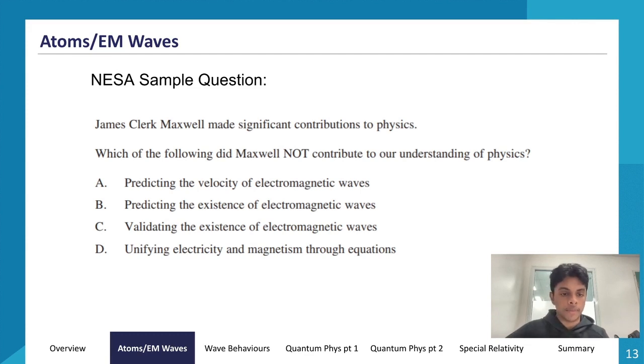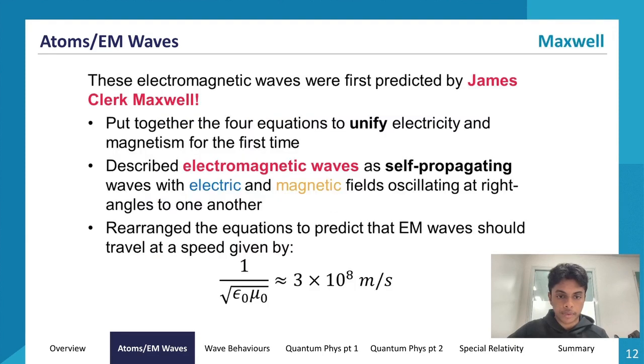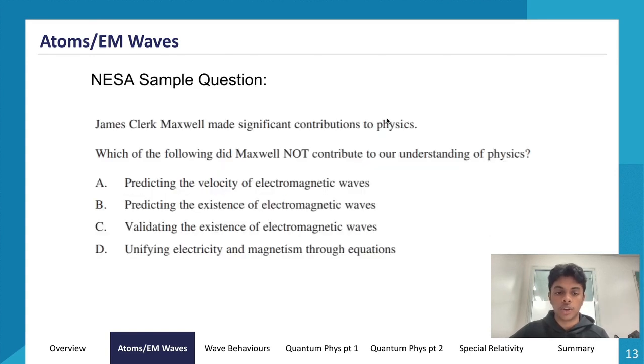So now let's look at D. Unifying electricity and magnetism through equations. He did do that as well. He put together the four equations to unify electricity and magnetism for the first time. So A, B, and D, he contributed to our understanding of physics. C, he did not. So the answer in this case is C.